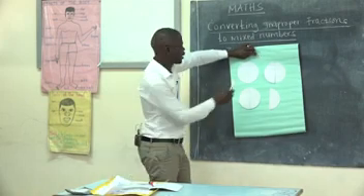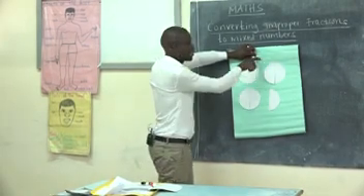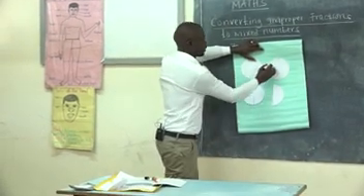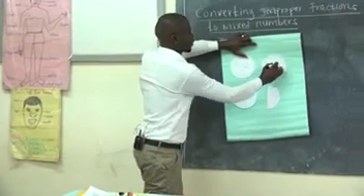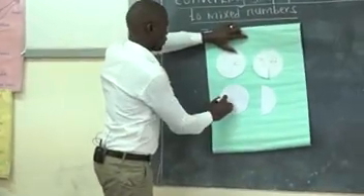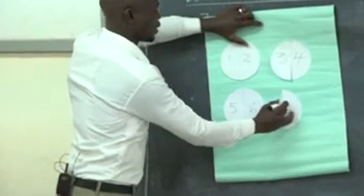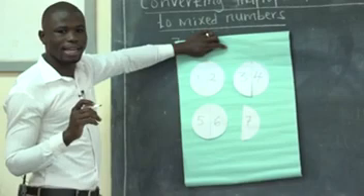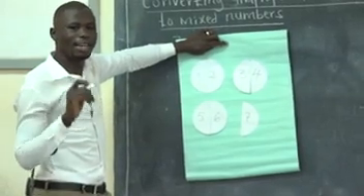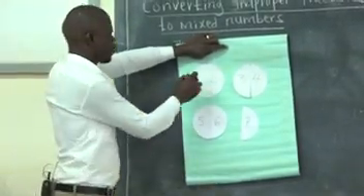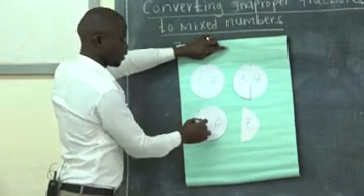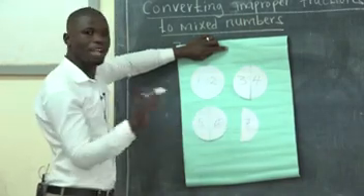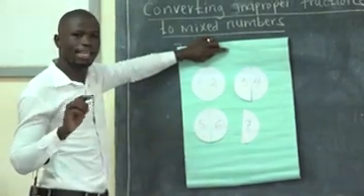We can count them together to see if actually there are 7 halves. This is 1 half, 2, 3, 4, 5, 6, 7. Now, I want us to count how many complete circular cutouts do we have here? 1, 2, 3. How many halves are remaining? 1. So we have 3 complete circular cutouts and 1 half.